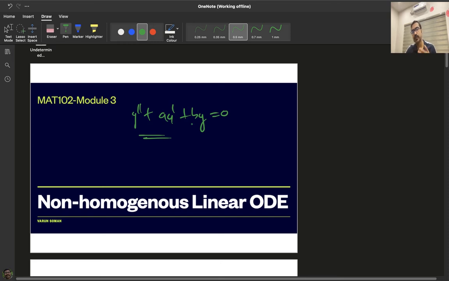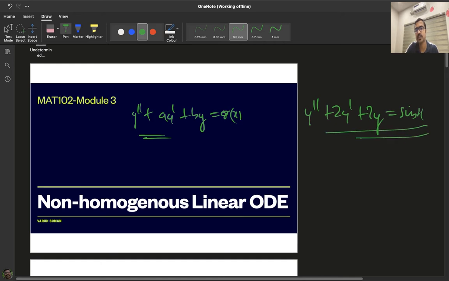From now onwards we will have some function on the RHS. Such equations are called non-homogeneous equations. Your RHS will be a function of x, of the form some r of x. For example, y double dash plus 2y dash plus 3y is equal to sin x. So we will be asked to solve equations of this type. Okay, so we will be solving non-homogeneous equations.